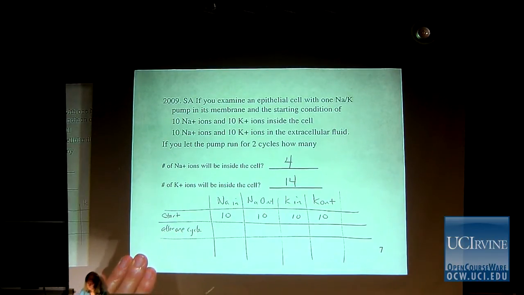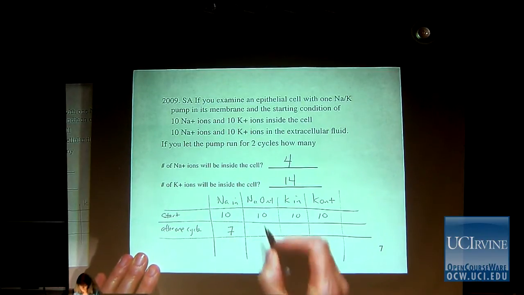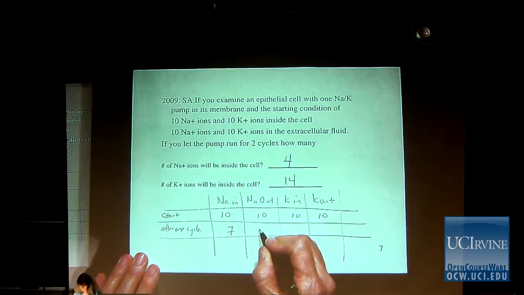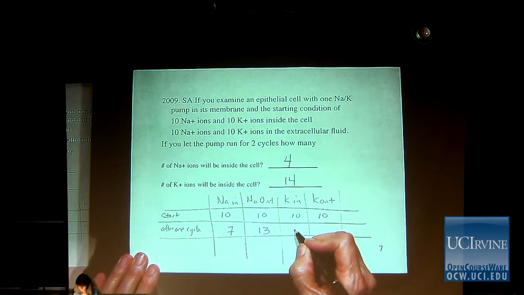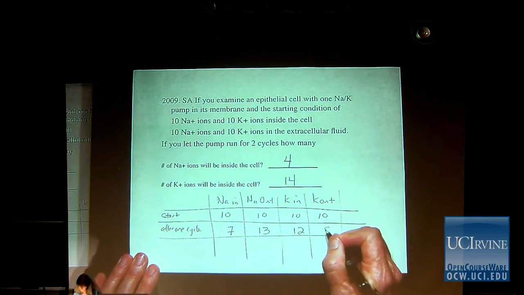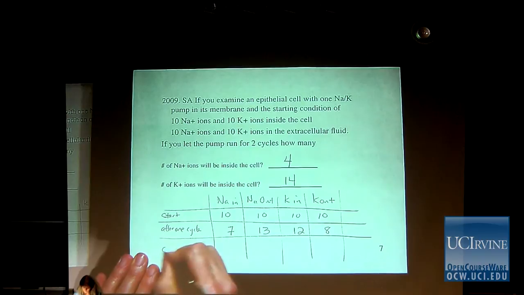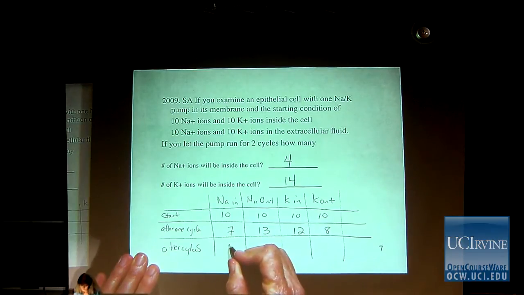how many sodiums in do I have? 7. And how many sodiums out? 13. How many potassiums in? 12. And potassiums out? Okay. After 2 cycles, we're taking 3 out each time. So what do we have here now?